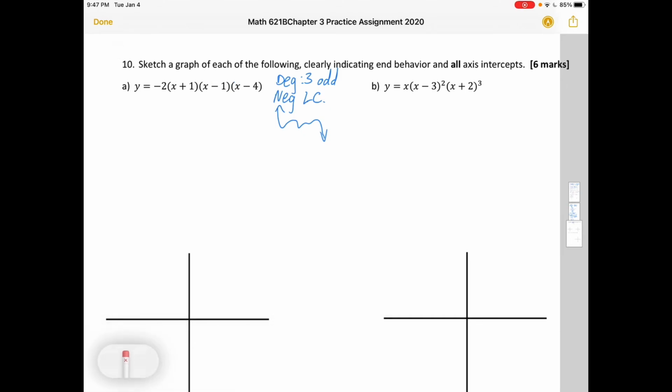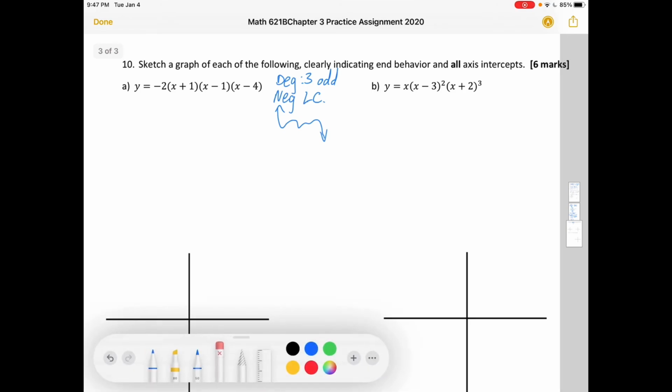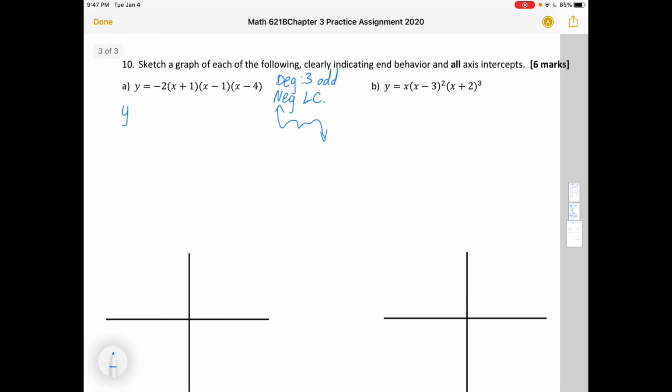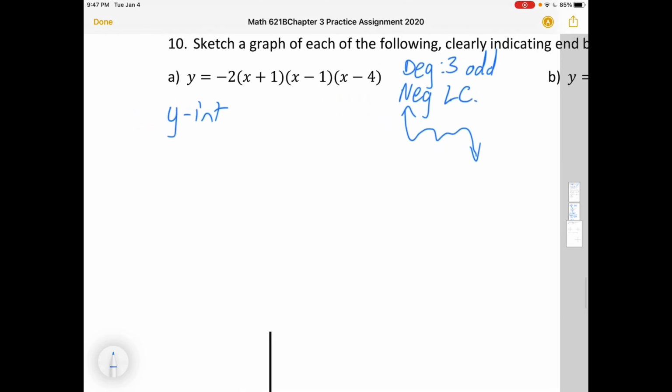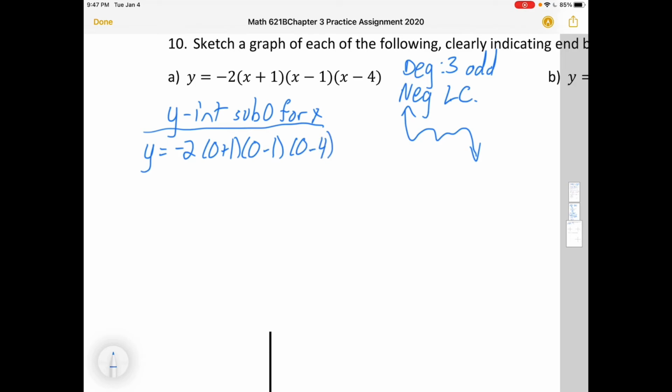Next thing I want to find is maybe my y-intercept, because it's fairly easy. So y-intercept, we sub 0 for x. So that would be y equals negative 2 times 0 plus 1 by 0 minus 1 by 0 minus 4. Or, let's see, we've got 3 negatives there, so it'll be negative. So that'll give us negative 8.